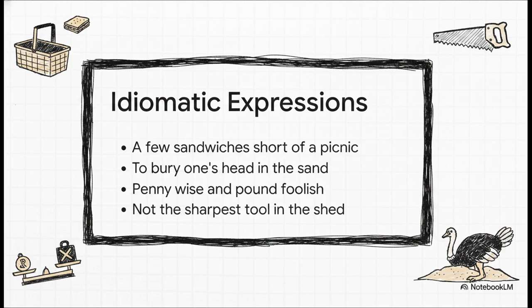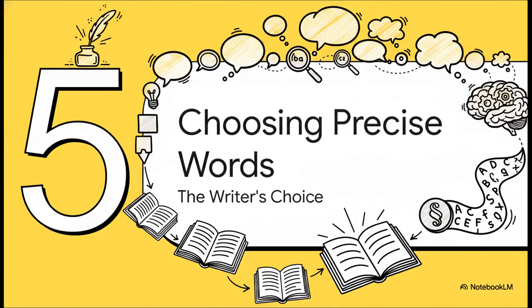Someone burying their head in the sand, you immediately picture an ostrich ignoring an obvious threat, right? Penny-wise and pound-foolish perfectly describes a highly specific type of financial stupidity. And not the sharpest tool in the shed is just a beautifully polite, indirect way to comment on someone's intelligence. These phrases add a texture to your writing that standard adjectives simply can't match. And that brings us to our final stop, Section 5, choosing precise words, the writer's choice.